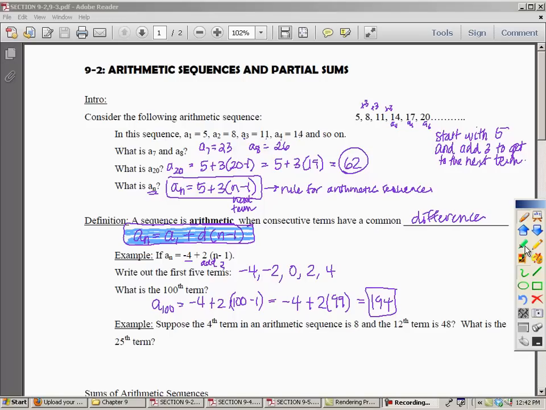Now let's talk about the next example. Suppose we give you the 4th term and the 12th term. Okay, now I'm going to take you through a slightly different method than I did in Algebra 2, but we're going to do the same type of thing. And I'm going to take you the way your book does in case you need to look back and go at it that way.